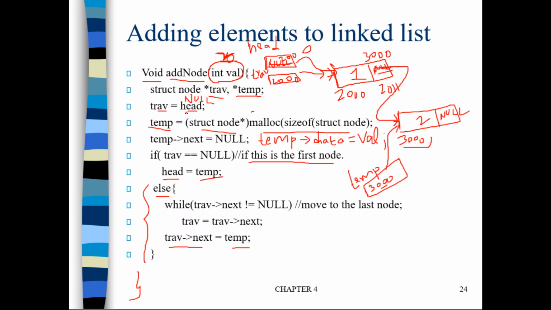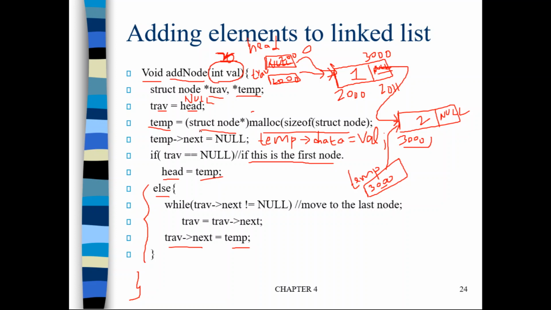Now traverse is equal to head. Head will always point to the first node. Head pointer we never change. Initially when no nodes were there, head will be null. Afterwards head will always be pointing to the first node. So head is pointing to the first node. Traverse is equal to head. Traverse is also now pointing to the first node again.